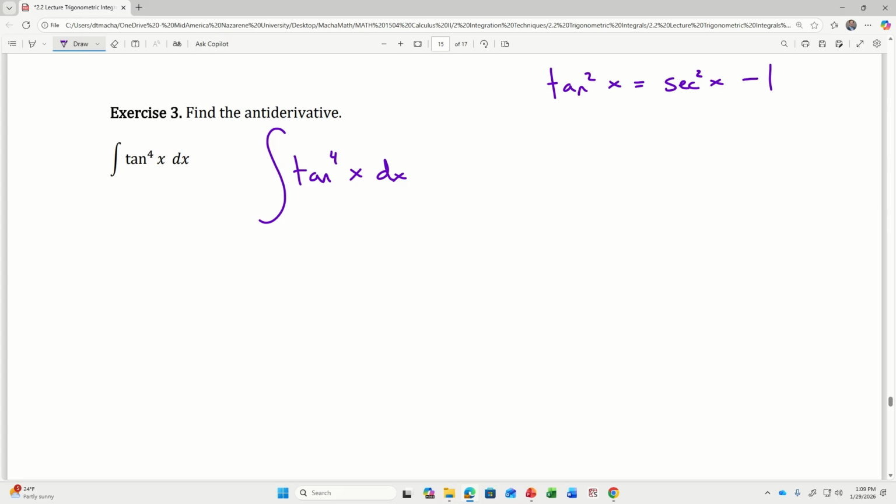So what it looks like to convert only one of these tangent squared factors is it's going to be tangent squared times secant squared x minus 1. And I'm going to split this up using my additivity property.